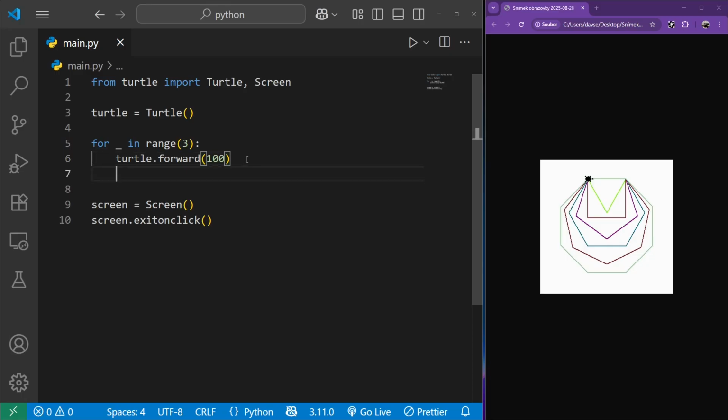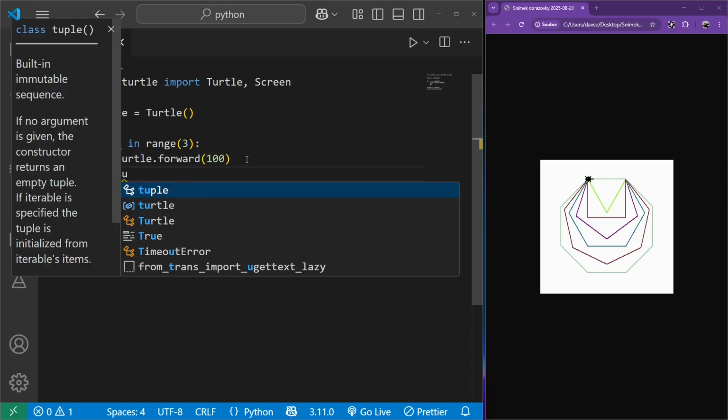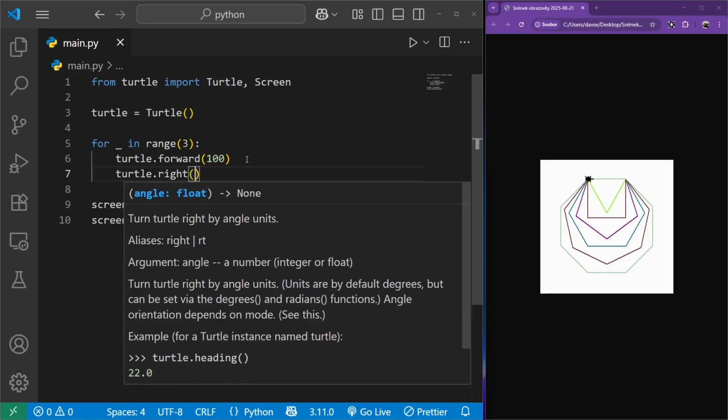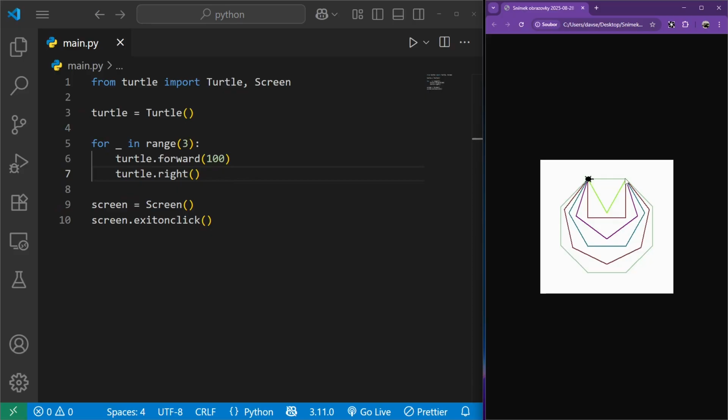But now the turtle has to go right, correct? So it means it goes 100, and now it has to turn to the right in this way. But the question is, what's the angle? You know that all these 3 angles together have 360 degrees, so it means every angle is the same, so it means the one angle has to be 120 degrees, correct? So we will try that and we will see.